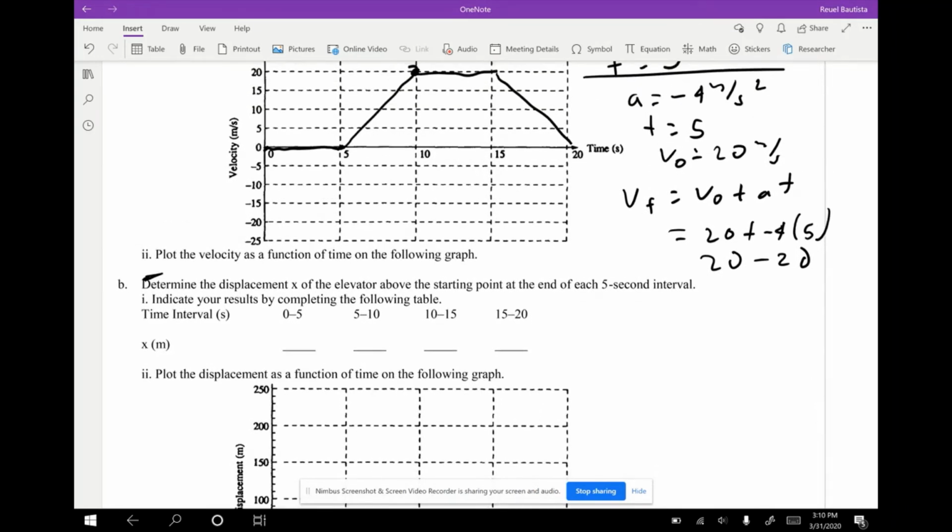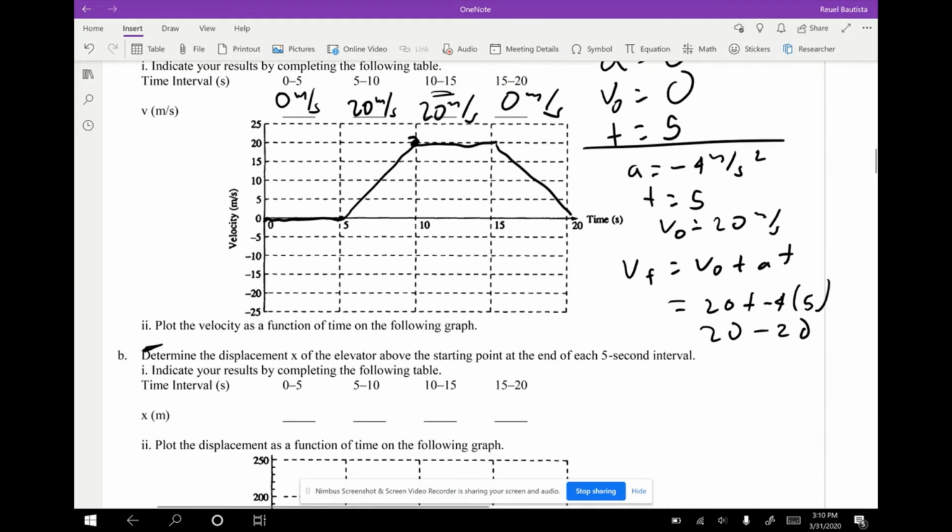Yeah, exactly, 0. It didn't move. If it didn't move, it had no displacement, right? It had 0 velocity this entire time. It had no displacement. Okay, so now we can utilize from 5 to 10 seconds.